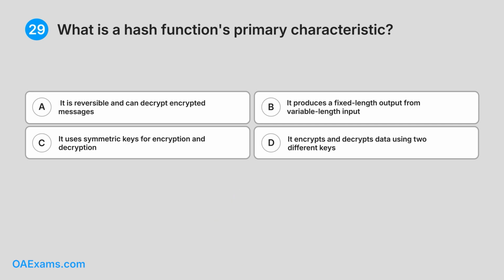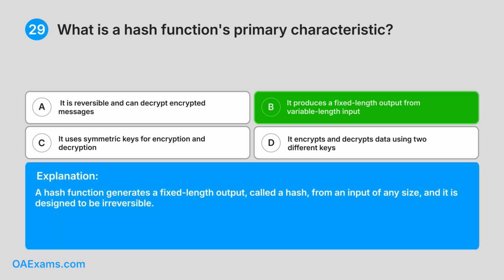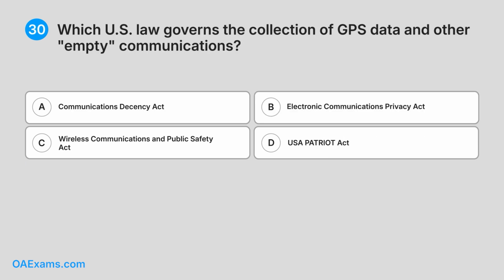Correct answer. B. It produces a fixed-length output from variable-length input. Explanation. A hash function generates a fixed-length output, called a hash, from an input of any size, and it is designed to be irreversible.